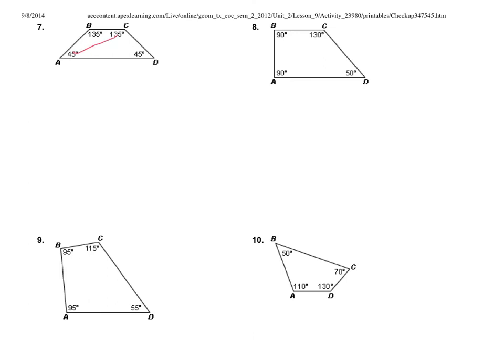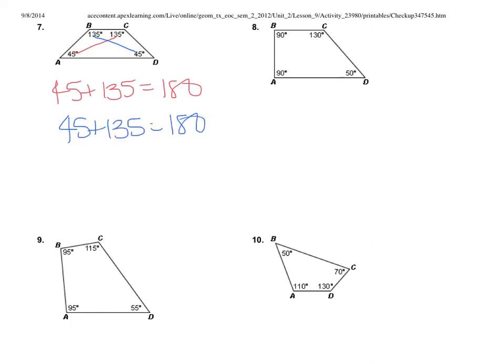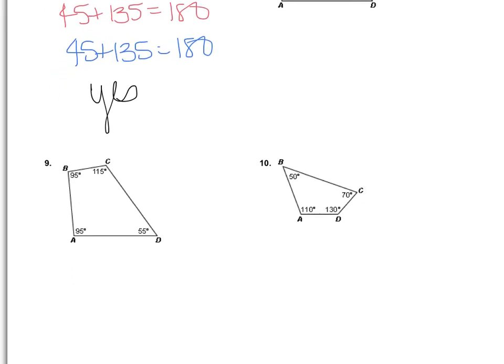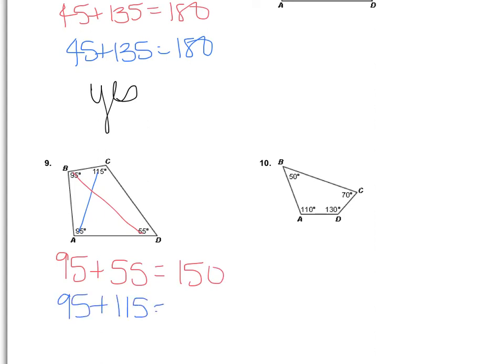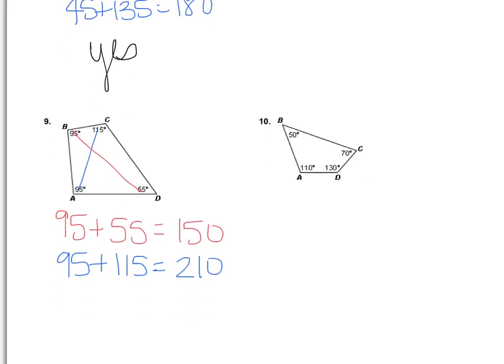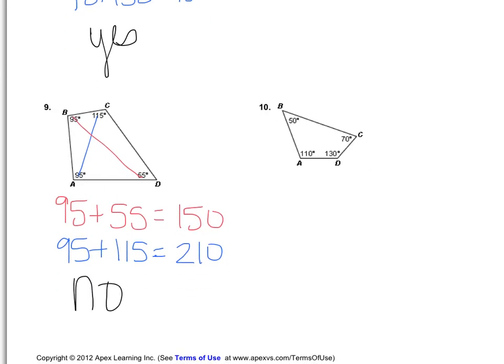All right, number 7. So we've got to, again, add our opposite angles. So 45 plus 135 is going to be 180. And the other 45 plus 135 would also be 180. So yes, we can circumscribe a circle around this because we got 180 for each of those. And lastly, number 9, we're going to add our opposite angles. 95 plus 55, well, that's going to be 150, and 95 plus 115 is going to be 210. So in this case, we would not be able to circumscribe a circle around this.